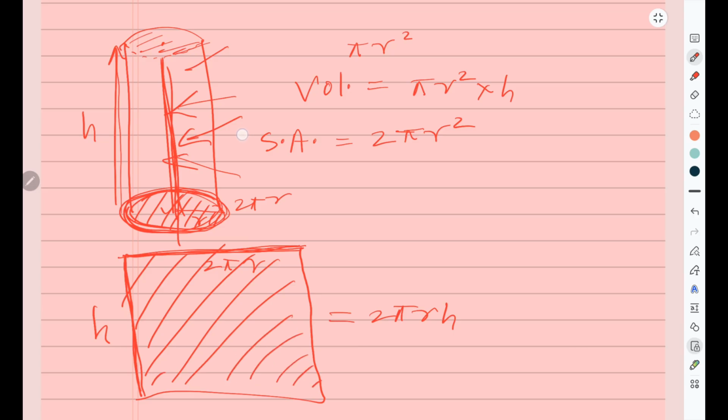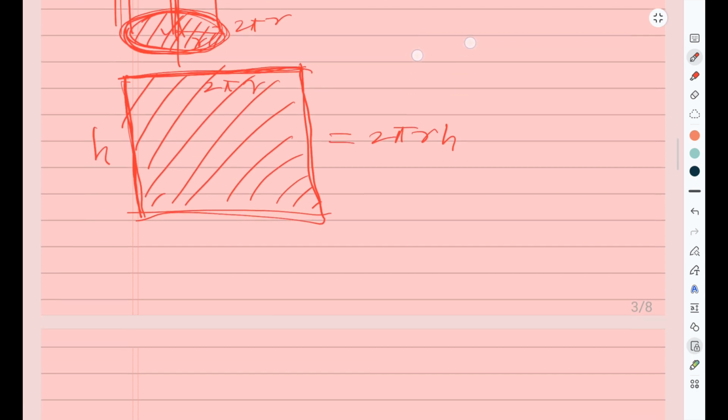So the total surface area will be the flat area, which is 2 circles, plus the curved area, which, when rolled out, is in the form of a rectangle. Okay, so I think that's all for the cylinder.